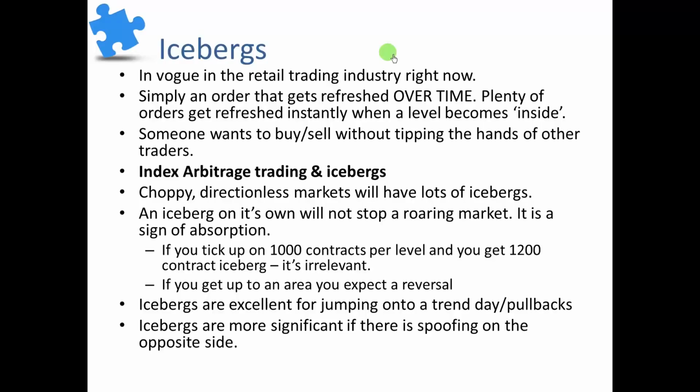So you put in a bid for 1,000 and you keep adding more contracts as people sell to you. All it means when you see an iceberg is that somebody wants to buy without letting other traders know. They actually want to get filled. But obviously, anybody who's watching the order flow is going to notice that.